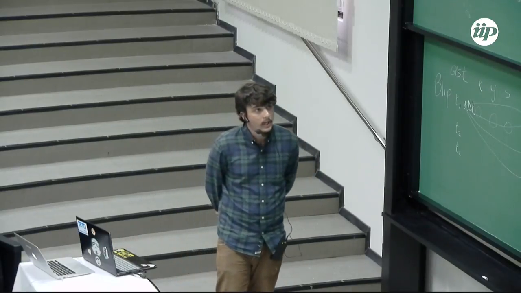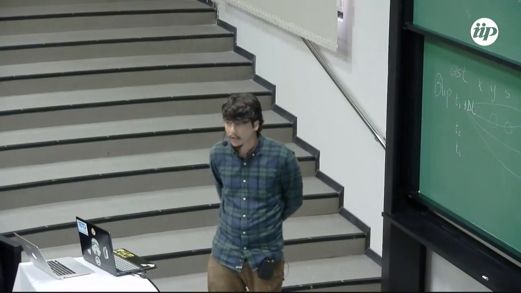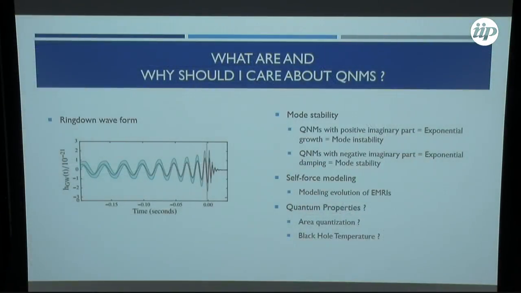So first, what are quasi-normal modes and why should I care about them? Most of you are probably familiar with quasi-normal modes as the leading frequencies in the ring-down waveform, but they can tell us a lot more about the black hole spacetime. For instance, they can tell us about the mode stability of the black hole. If a quasi-normal mode has a positive imaginary part, the mode would have exponential growth with time, so it would lead to an instability of the black hole.